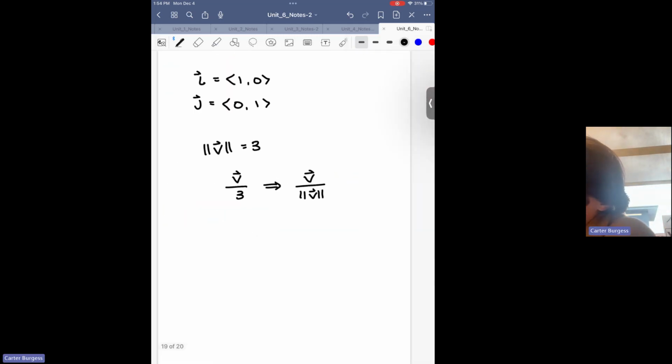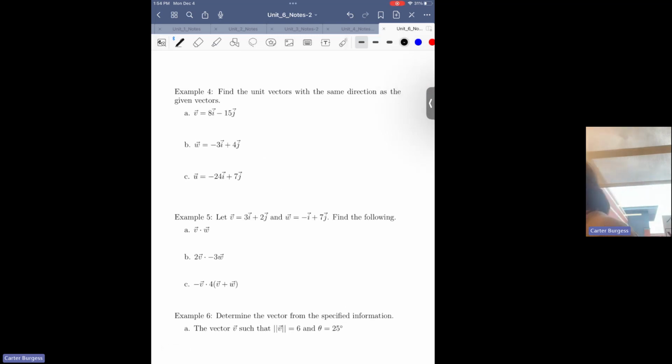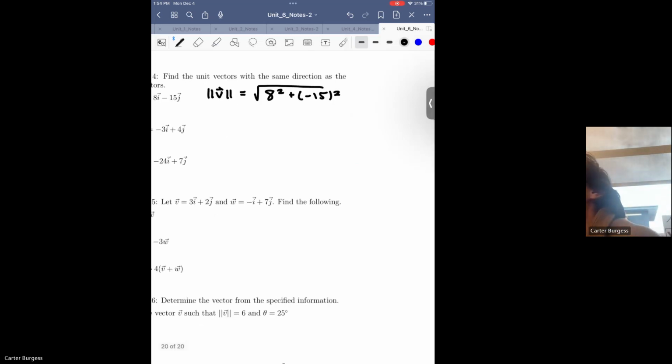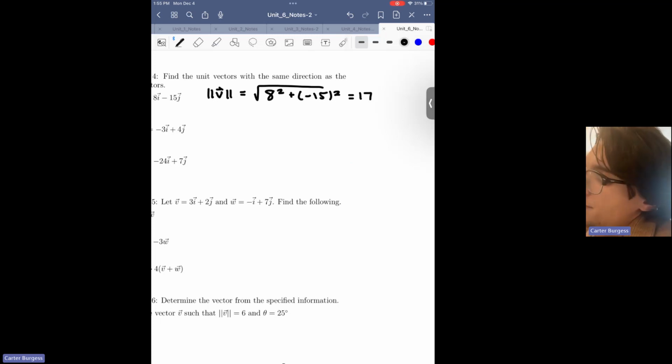So for instance, taking a look at number 4, trying to figure out the unit vectors that correspond with the vectors that we are given. This is as simple as finding r and then dividing our vectors by r. So in this case, the magnitude of our vector v is the square root of 8 squared plus negative 15 squared. 64 plus 225 is 289. Square root of 289 is 17.